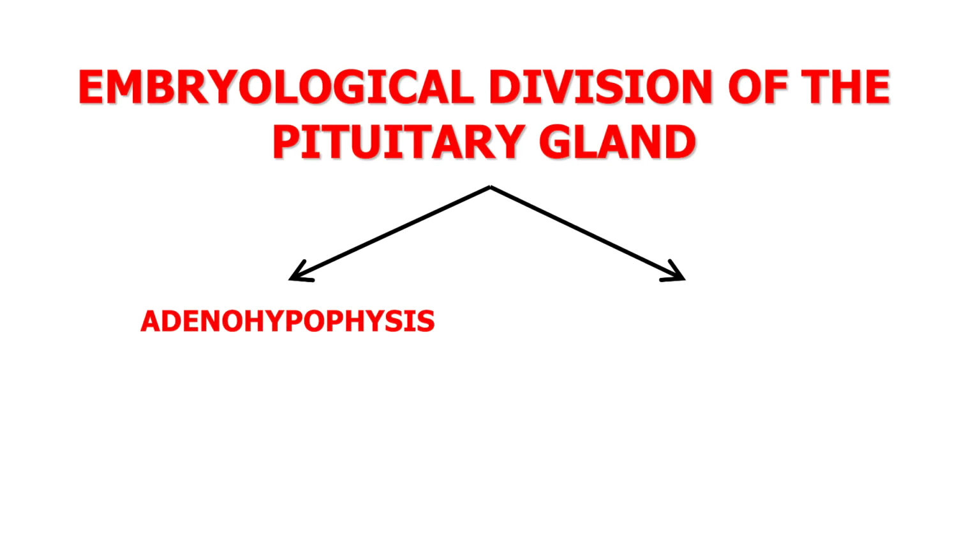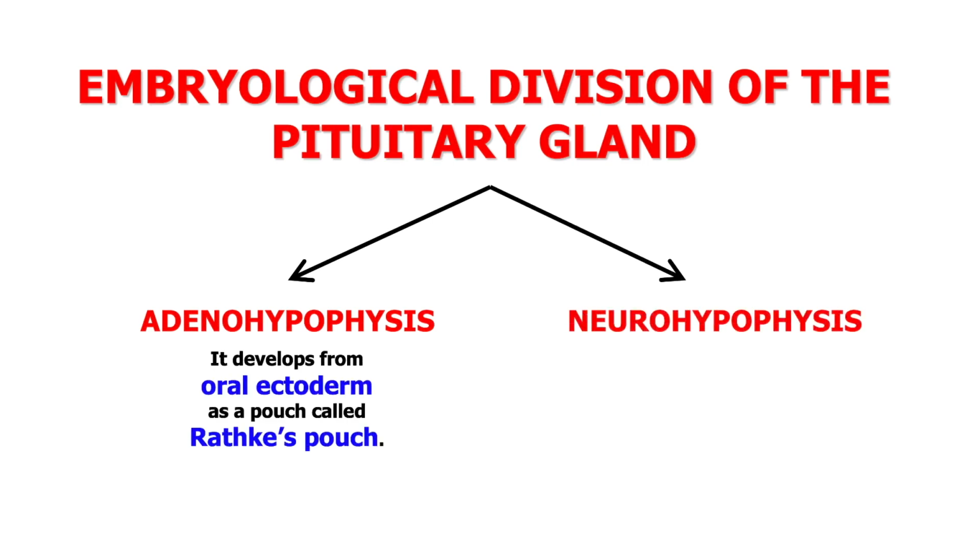So embryological division of the pituitary gland can be the one which develops from the mouth, which is called the adenohypophysis, and one which develops from the brain, which is going to be called the neurohypophysis. Adenohypophysis develops from the oral ectoderm as a pouch called Rathke's pouch, and neurohypophysis develops as a downward growth from the neural ectoderm.